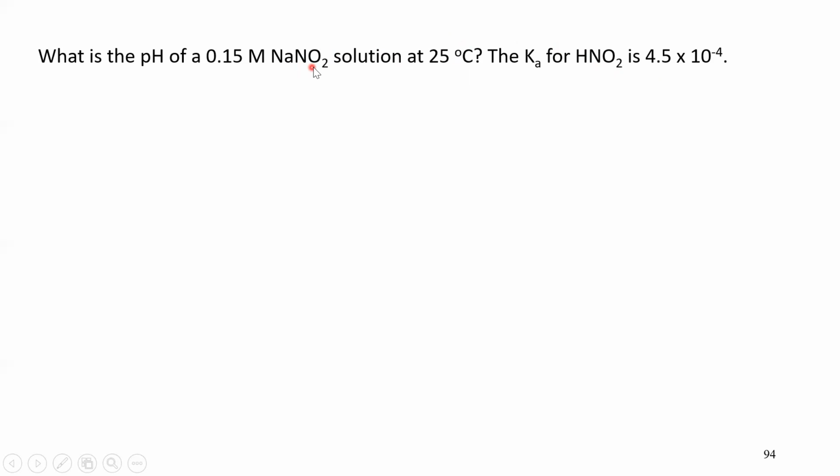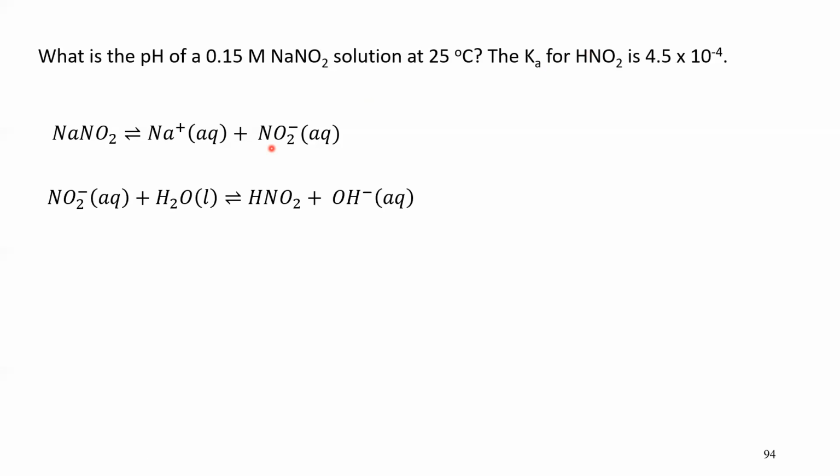Sodium nitrite is a salt. Okay, it's got sodium as its positive ion and nitrite as its negative ion. So what's going to happen is that sodium nitrite is going to break up into its ions. Okay, so sodium nitrite breaks up into sodium ions and nitrite ions. Now, sodium is the cation of a strong base. It's not going to affect the pH of the solution. Nitrite is the conjugate base of a weak acid. And since it's a conjugate base of a weak acid, it's going to go through a basic ionization reaction.